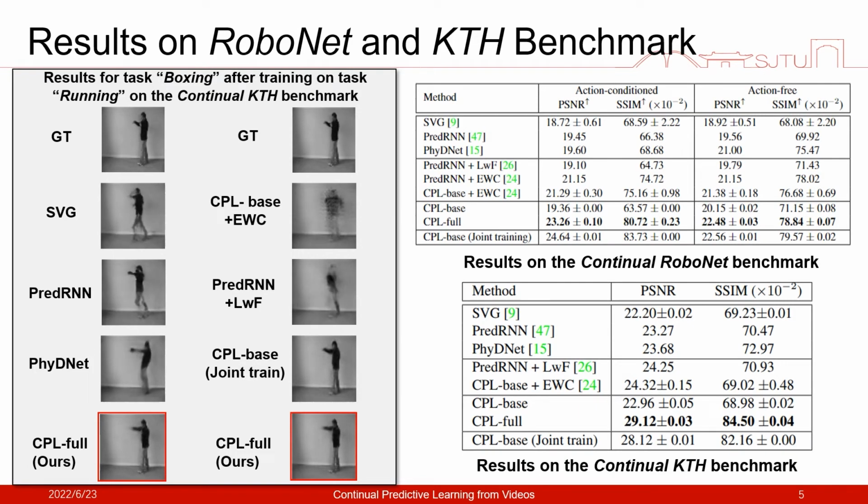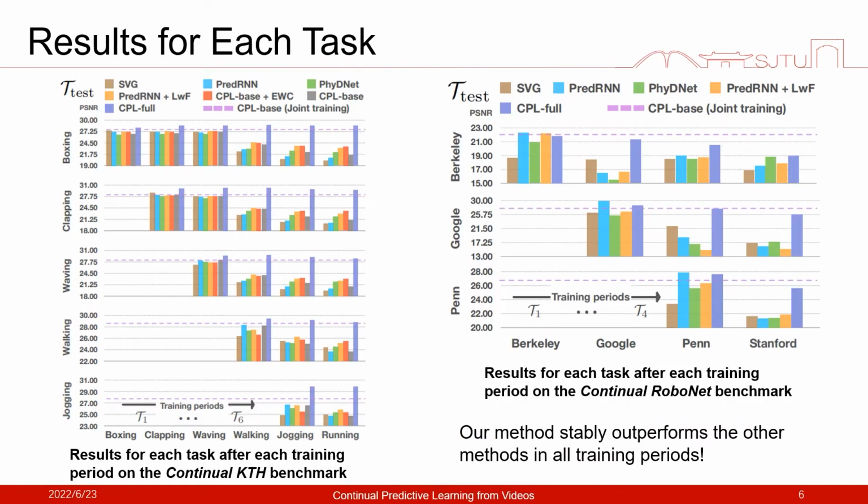The right side is the average quantitative result on each task after the whole training phase, and our method significantly outperforms the other methods. Finally, we evaluate all the methods for each task after each training period, and the results show that our method can effectively mitigate catastrophic forgetting and remarkably outperforms the other methods in all training periods.